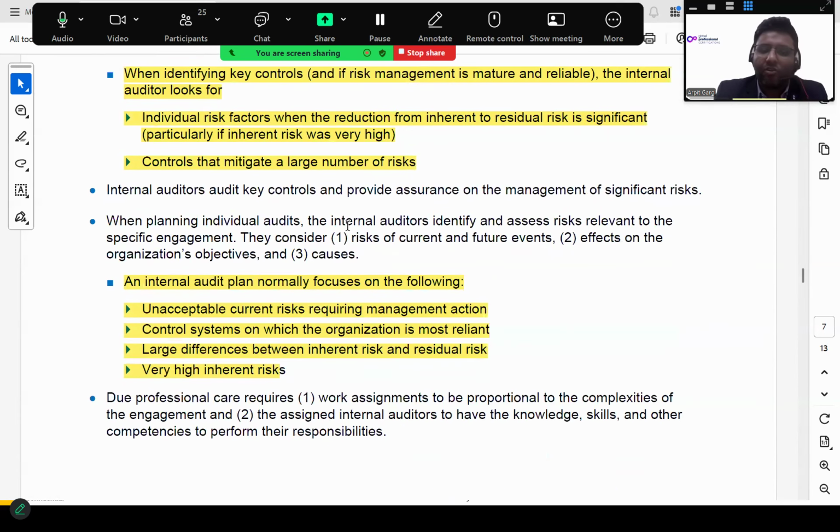Moving on, it says auditors audit key controls and provide assurance on the management of significant risk. Again, do we need to verify all risk or significant risk? What did we learn in due professional care? Management of significant risk or all risk?